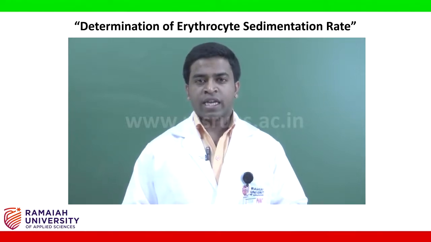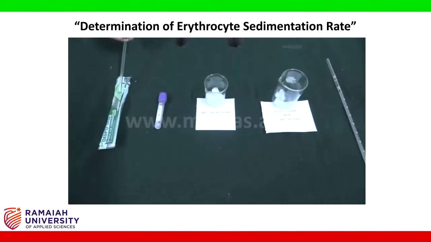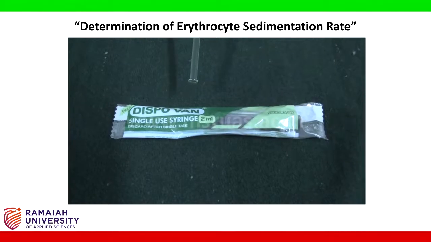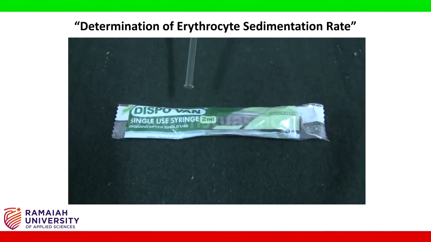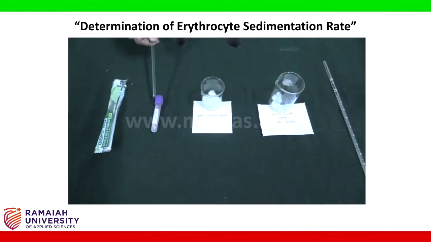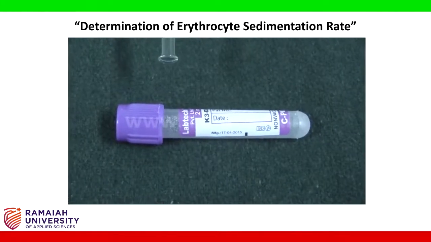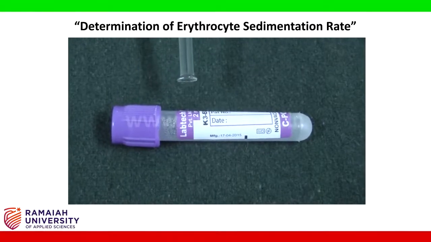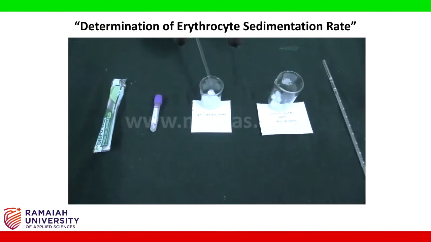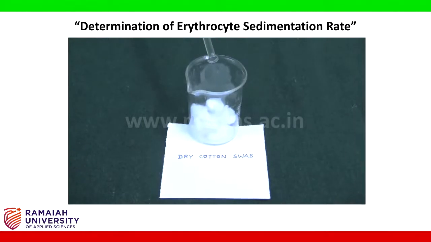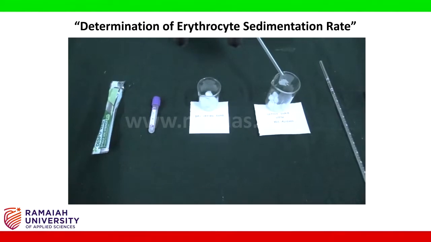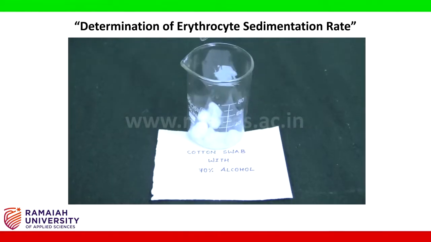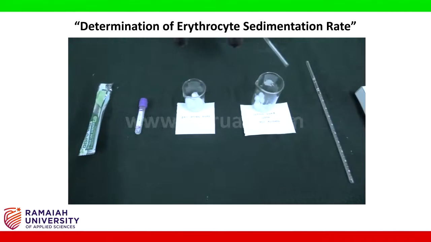Now we are going to study different components which are used in this experiment. Disposable syringe is utilized to draw the blood from the veins. Vacutainer, which is usually pre-coated with an anticoagulant. In this case, we are using EDTA vacutainer. Dry cotton swab is used to wipe off the excess alcohol. Cotton swab with 70% alcohol is utilized to sterilize the area.